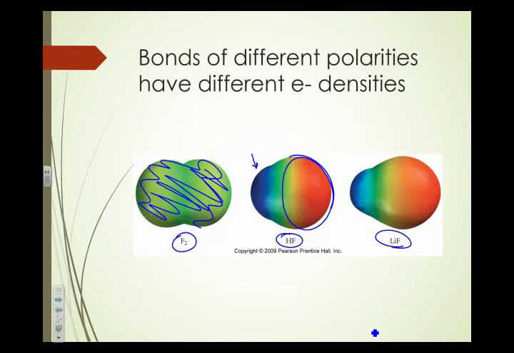If we go all the way to lithium fluoride, which is an ionic compound, where we've got lithium ion and fluorine ion, now you've got lots of electrons hanging out over here because they went to fluorine, and not as many over here because lithium lost its valence electron to give to fluorine.